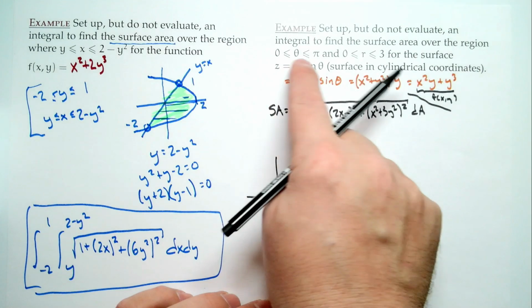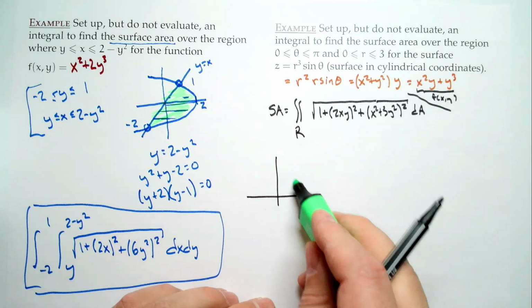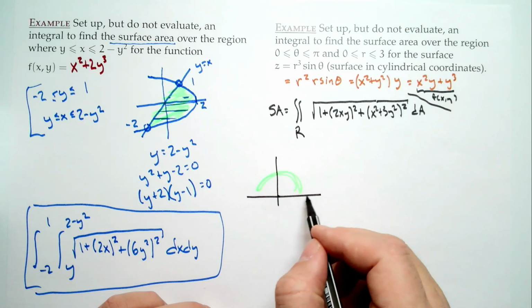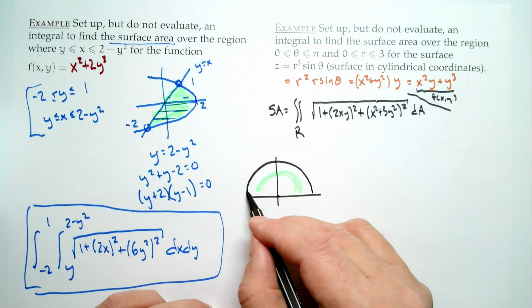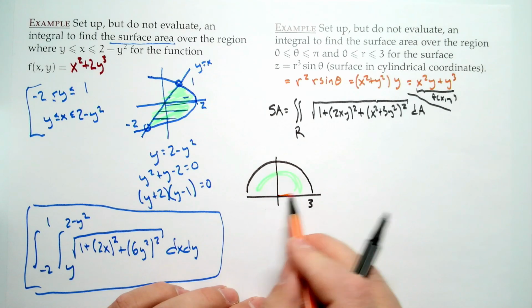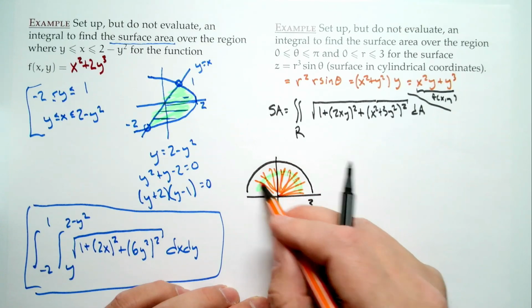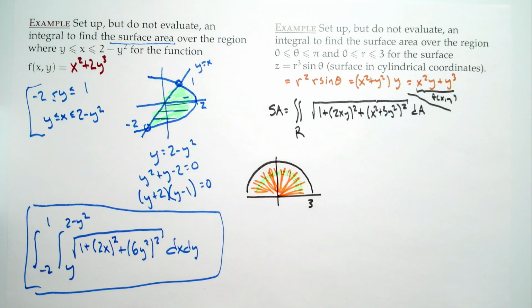Well, theta goes between 0 and pi, which means that we're going to go in the top half here. So we're somewhere in the top half. And then r is doing what? Well, we're going from 0 out to 3. Now, r equals 3 is a circle with radius 3. And if we're going from 0 to 3, that just says as we swing out, we're just going to keep going out to the edge. So our region is the top half of a circle of radius 3.